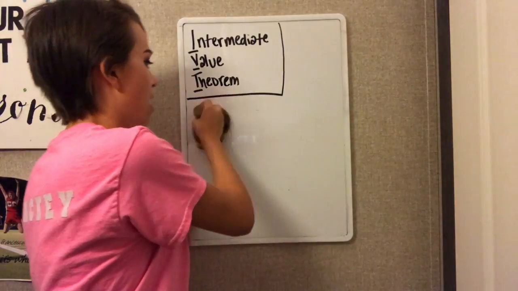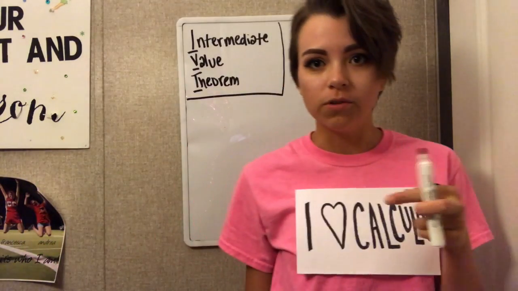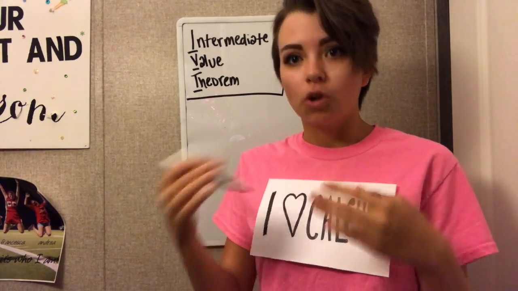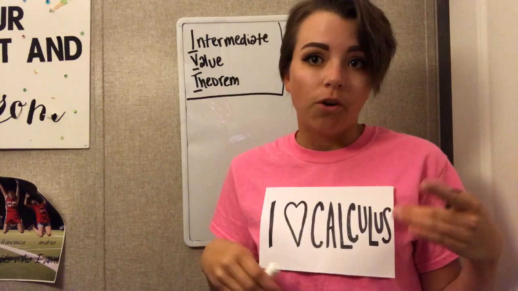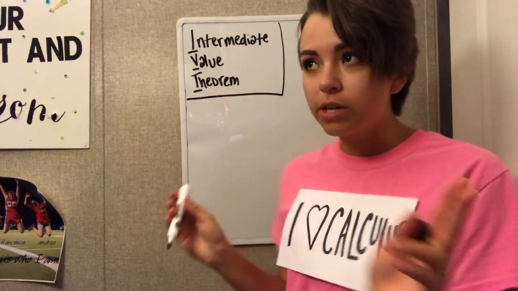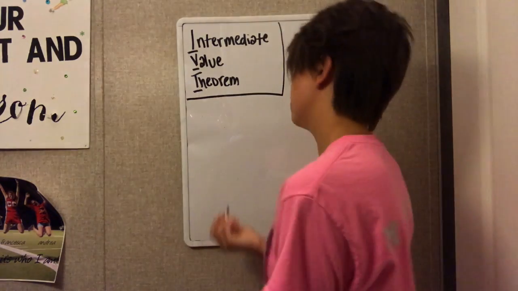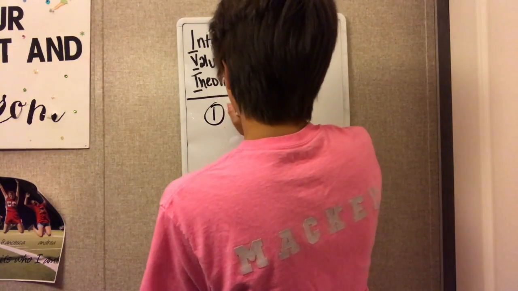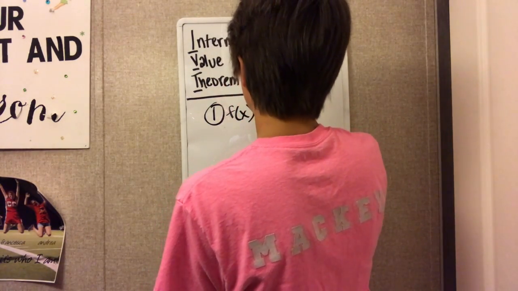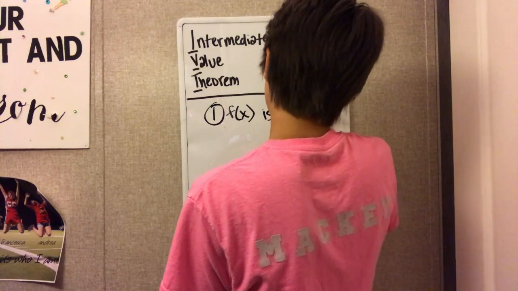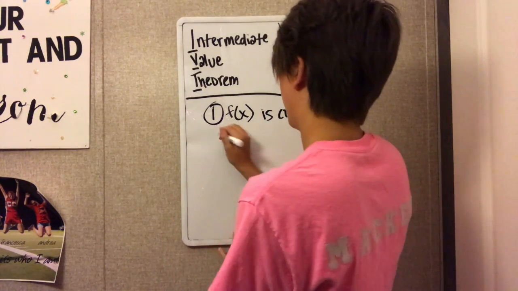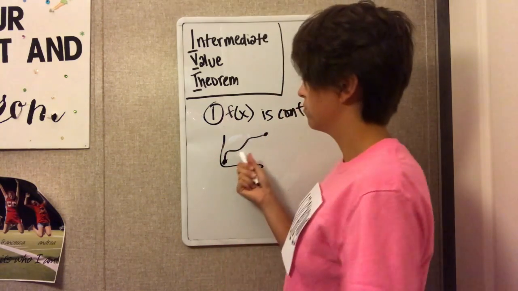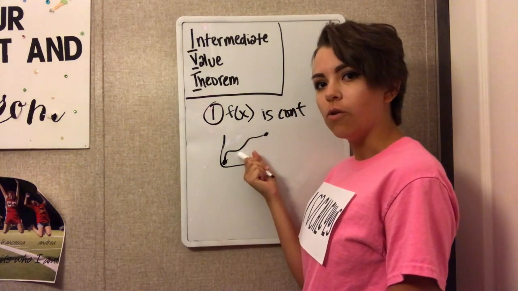IVT has 3 rules that when you're solving a problem, they have to go by these rules, and therefore it goes by IVT. So if it all works out, then you're good. So rule number 1 is a duh. F of x must be continuous. So on a graph, there's no holes.